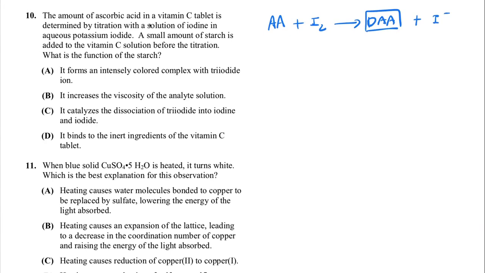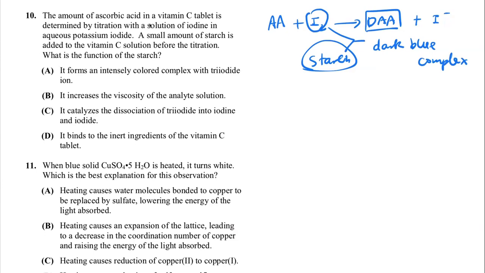And we know any titration needs an indicator. For this reaction, the indicator is starch. Starch, you know, is a polysaccharide. This polysaccharide combines with I2 to form a dark blue complex.